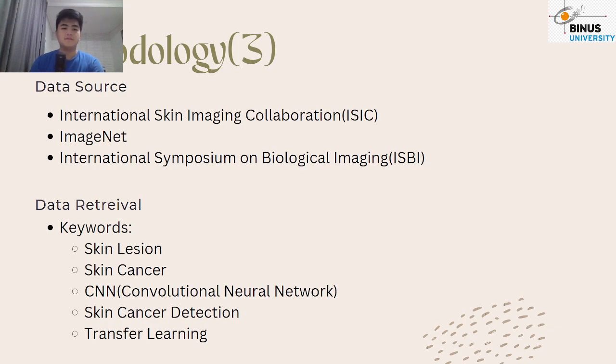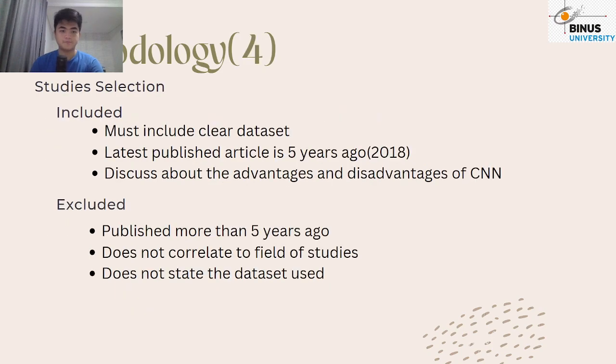In the third phase of methodology, we discuss the data source that most of these papers use. The majority of the papers use ISIC, or International Skin Imaging Collaboration, and some of them use ImageNet or ISBI. In the data retrieval process, we use several keywords, which are skin lesions, skin cancers, CNN, skin cancer detection, and transfer learning. These keywords are inputted into the libraries in order to get our papers.